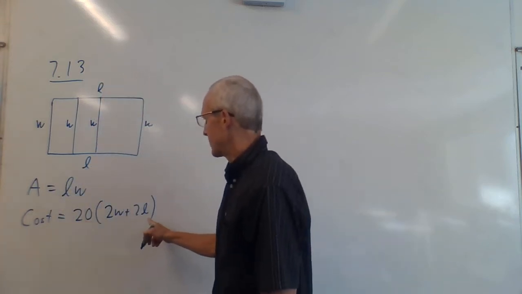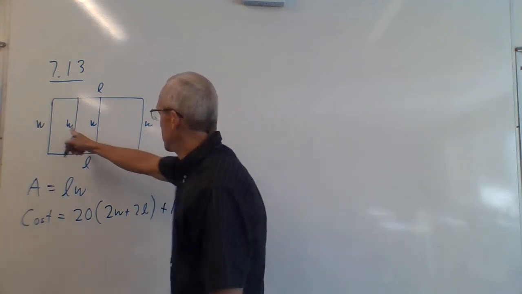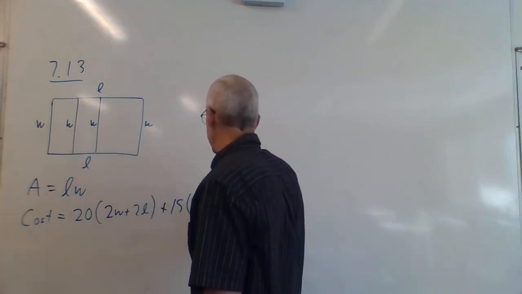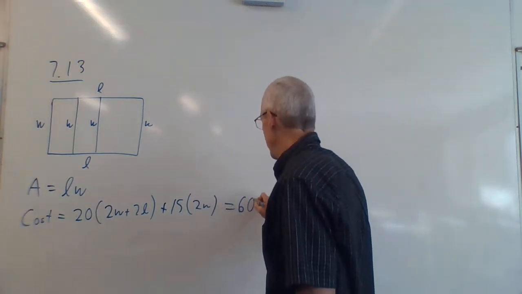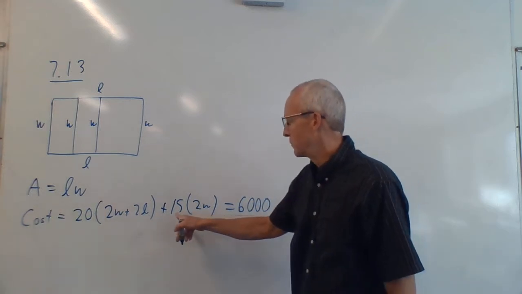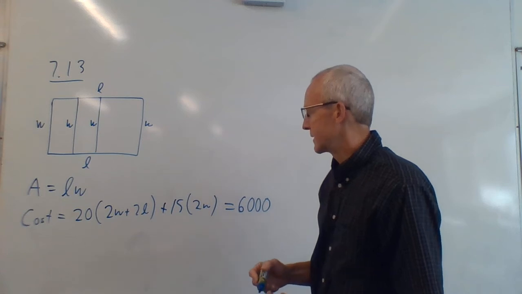Right, those are $20 per meter, and here's the number of meters, plus $15 per meter for the 2 W's inside. And again, that will give you dollars, and we know that's equal to 6,000. And this is why we studied units before. Again, dollars per meter times meters equals dollars.